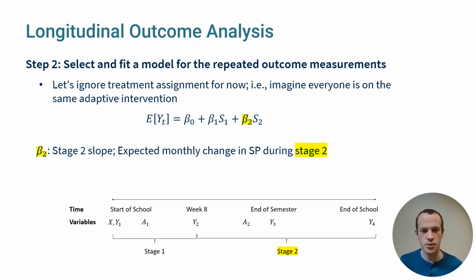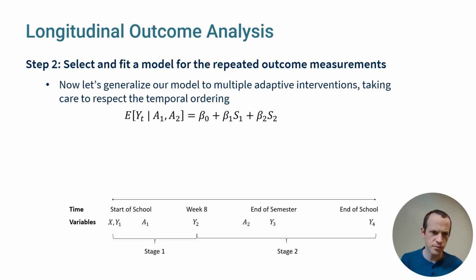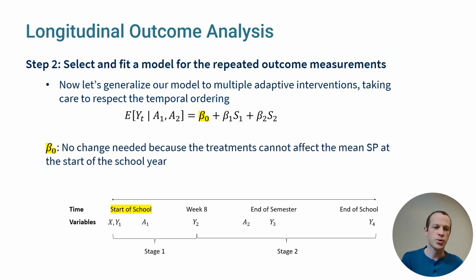That's at an intuitive level. The difficulty now is we actually have to think about how these slopes change based on the interventions that people receive. We'll start with beta 0. This one is the easiest, and the reason for that is that no treatments have occurred. So beta 0 does not need to be affected at all by A1 or A2, and in fact it shouldn't be affected by them.